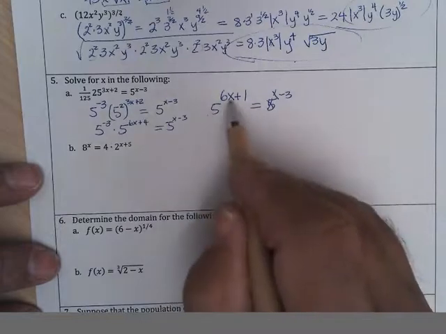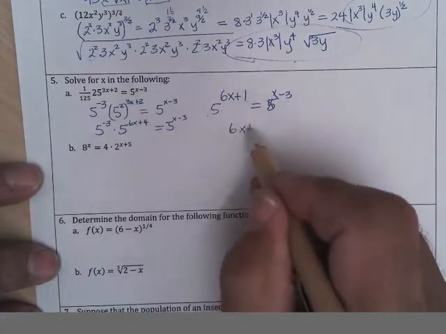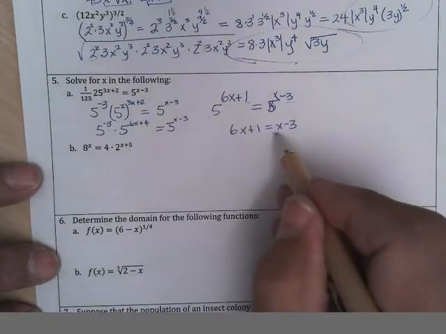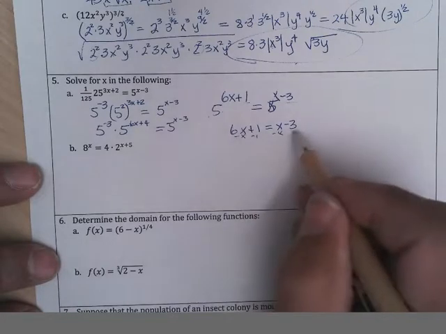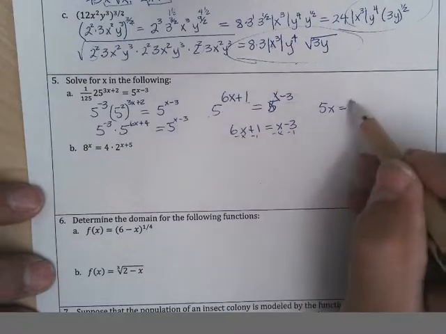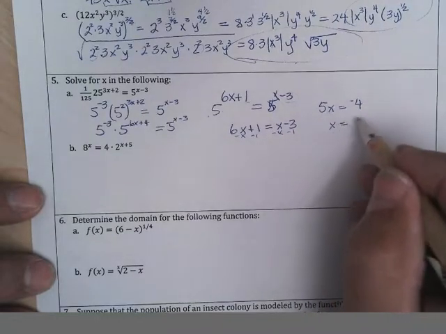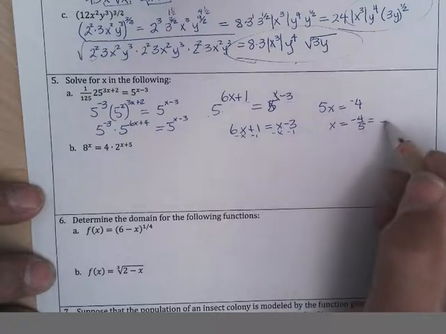So now we got the same base, so the powers must equal, so I got 6x plus 1 equals x minus 3. Subtract x from both sides, subtract 1 from both sides, so I get 5x equals negative 4, divide by 5, and I get x equals negative 4/5, or negative 0.8, if you will.